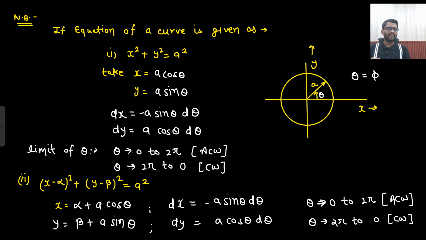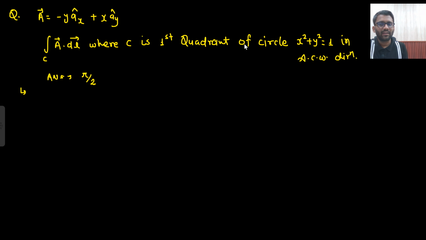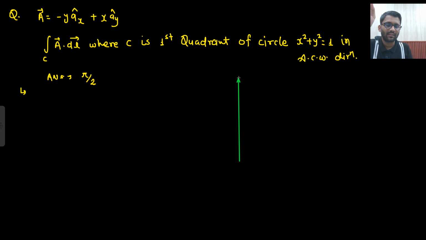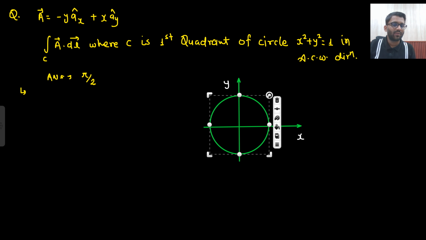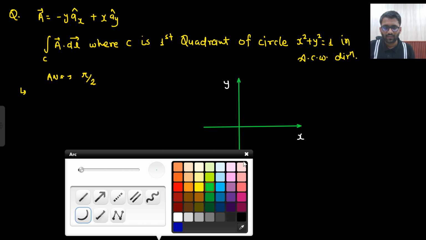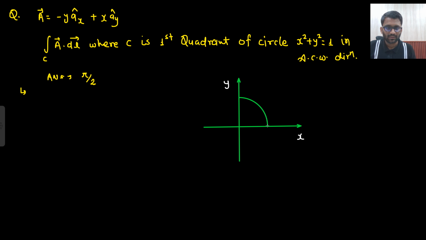Everything is crystal clear. Let's see a problem. A vector field is given, you need to find the integral of A dot dl, where C is the first quadrant of the circle, only the first quadrant of the circle. This is your x coordinate, this is your y coordinate. The complete circle will be something like this, right? But they are only talking about the first quadrant. So I am going to make only the first quadrant of the circle, which will be this. So they are only talking about this quadrant. So this is 0 0, this is your 1 0, and this is your 0 1.